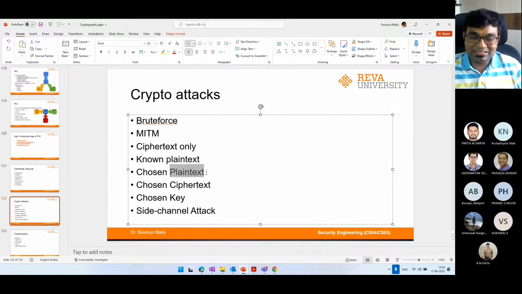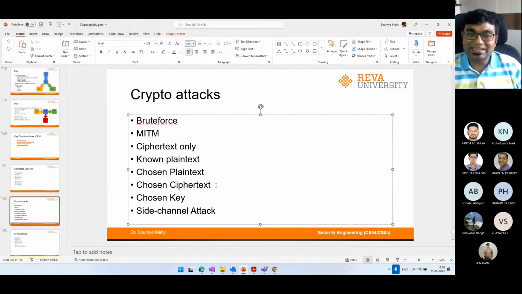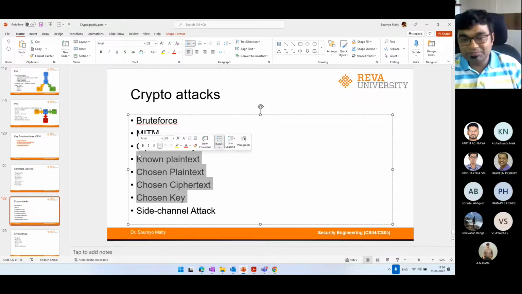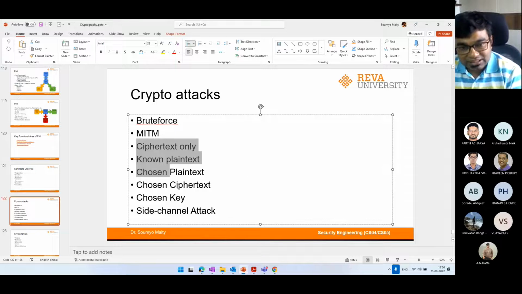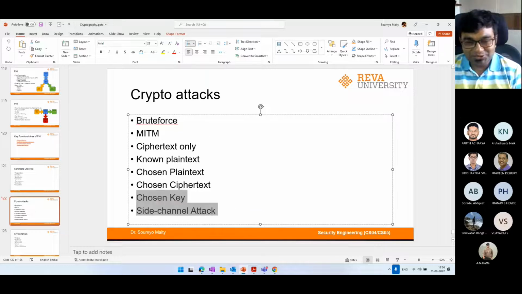I have chosen a plain text. Without knowing the key, can I create the cipher text? Can I guess what the cipher text might look like? Or a chosen cipher text, can I create a formula by which I can find out that the plain text probably was like this? Or if I have part of the key, can I guess how exactly the entire thing works? All these are mathematical ways to attack a cryptographic system. These two are engineering, and this is also another engineering one.